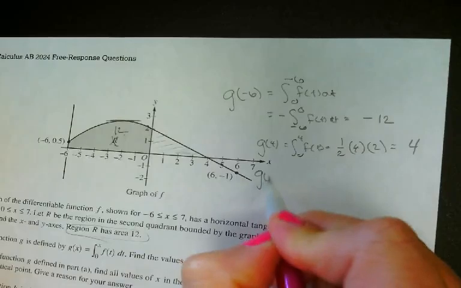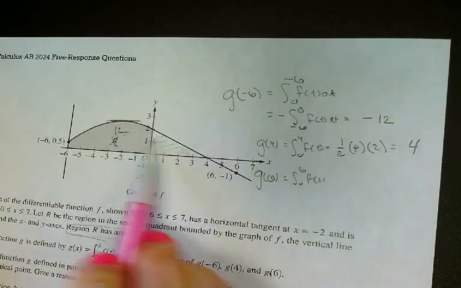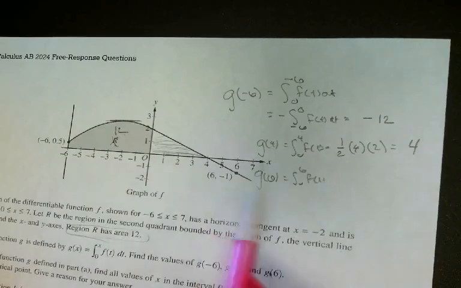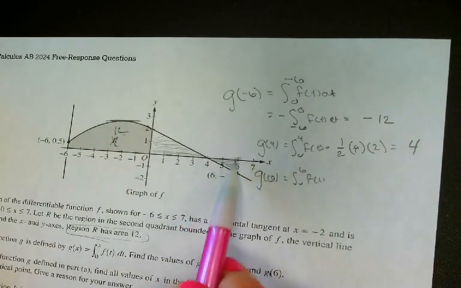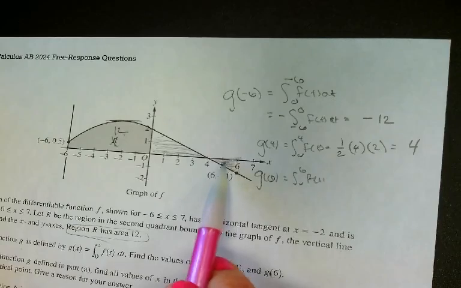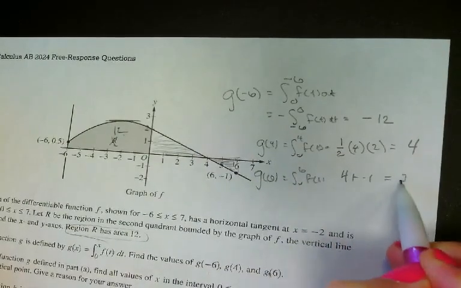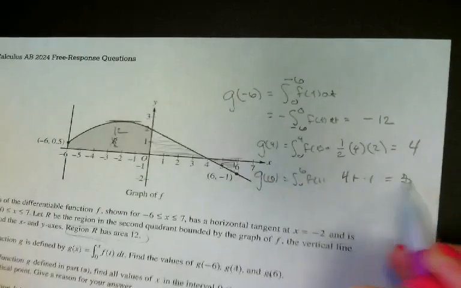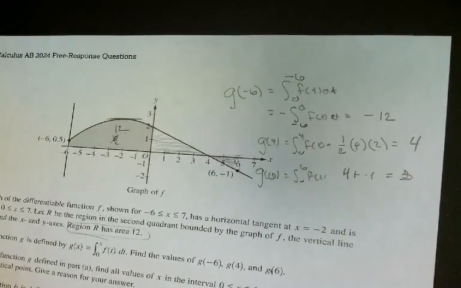And then I want g of 6. So I want the integral from 0 to 6. So now I'm going to take what I have here, 0 to 4, and I have to take this little section and subtract it out. So this is a 2 by 1, which would make that a -1. So I have 4 plus -1, or an area of 3. Okay, so just a nice, easy 3 points, I thought.